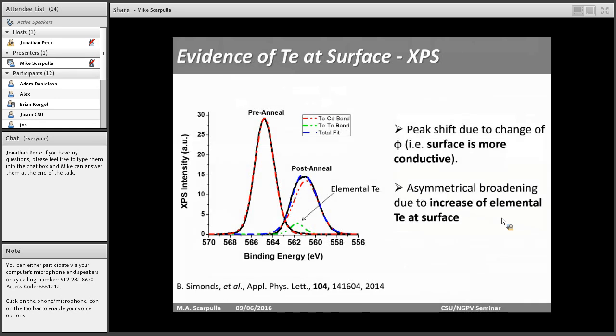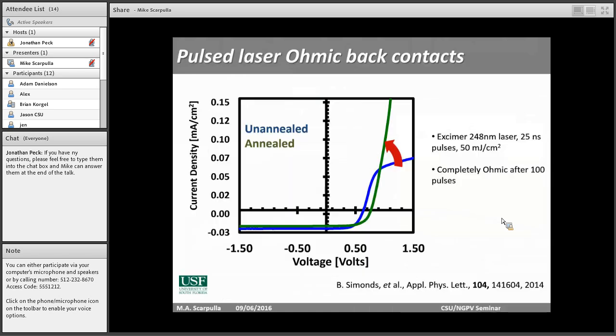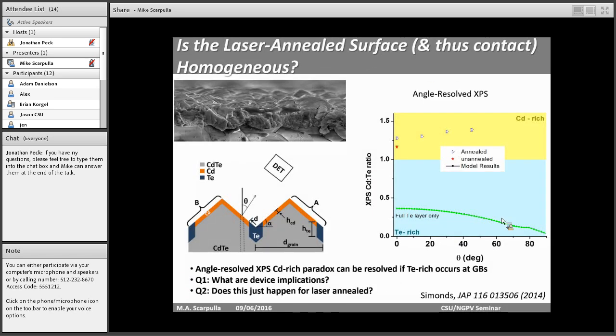There it is. Okay. And then we did angle resolved XPS. So the data on the right plotted in the blue triangles and the red star were the angle resolved XPS results. And what you'll notice here is, let's just look at the yellow region there. When you quantify the XPS, it says that the surface is actually cadmium rich. And remember, the whole point here was to form tellurium rich surfaces in order to form ohmic contacts.